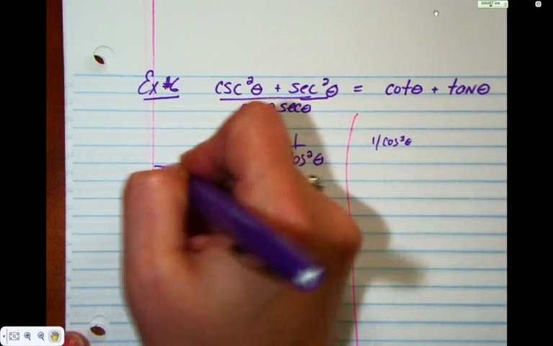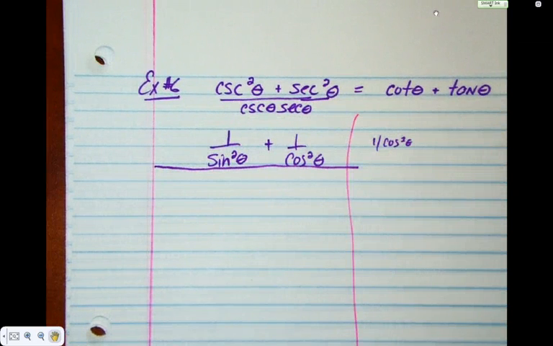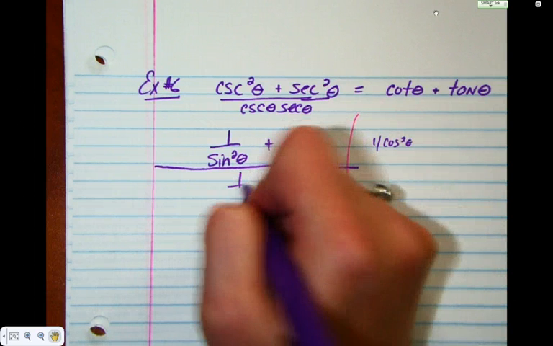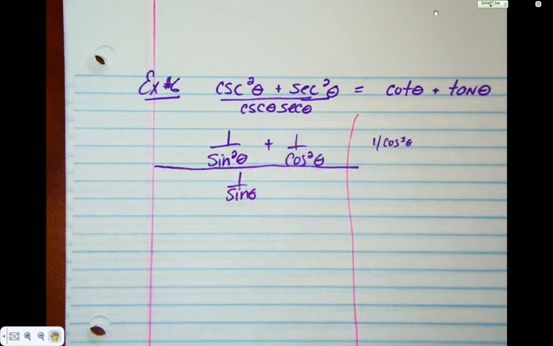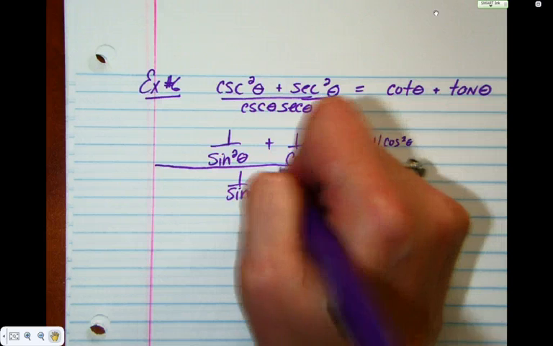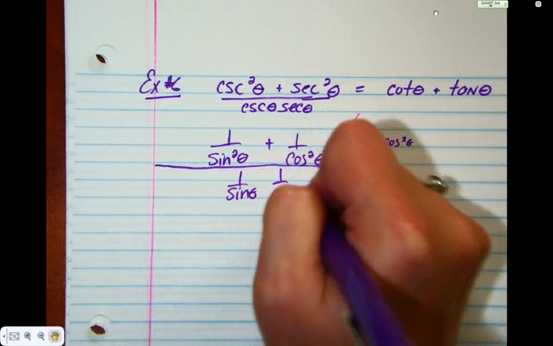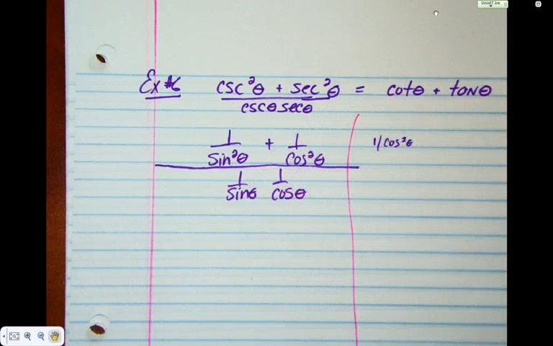Now I like to put that big dividing line just so my brain can see what was on the top originally, what was on the bottom. Because now we're going to do the same thing on the bottom. I'm going to change the cosecant to 1 over sine. And I'm going to change the secant to 1 over cos. Okay, you can see now why I put that big dividing line just to keep straight top and bottom.